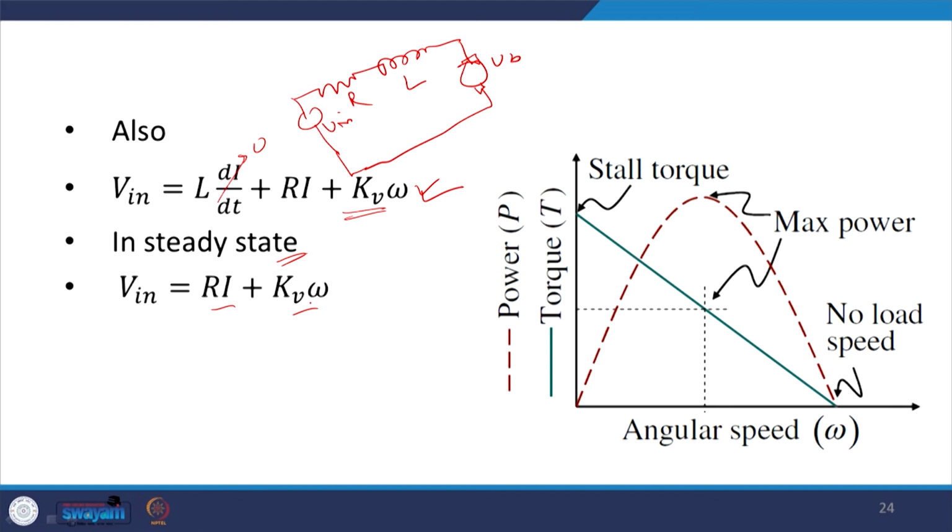So, if I could plot the power and the torque versus angular speed, so you see that this power is going to come maximum at half of the maximum speed over here, and this is my torque speed characteristic. So, this is the torque which I have been talking to you, that is the stall torque, and this is the no load speed which I say as the maximum speed.